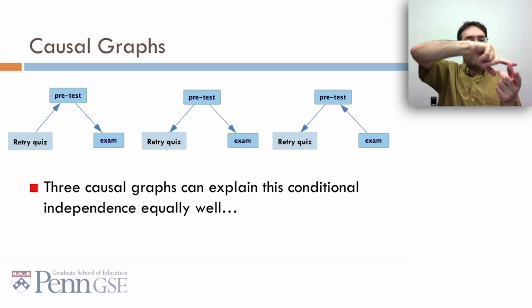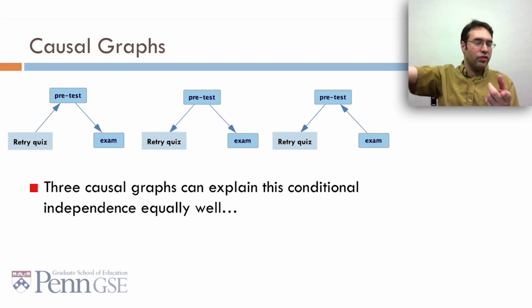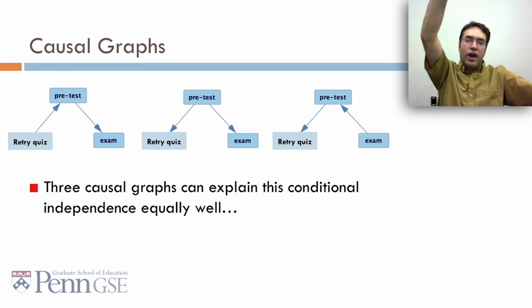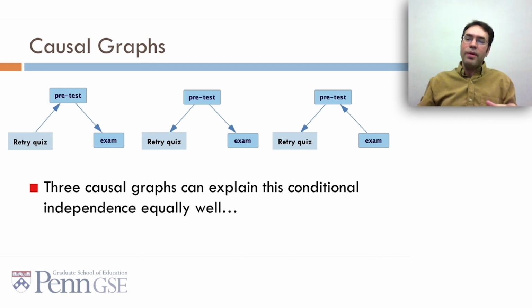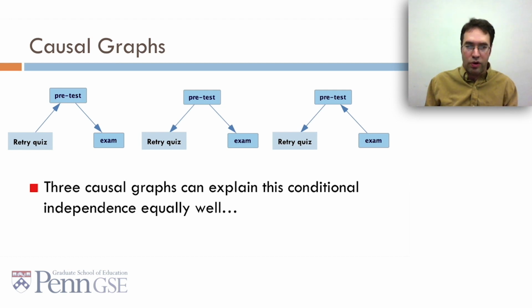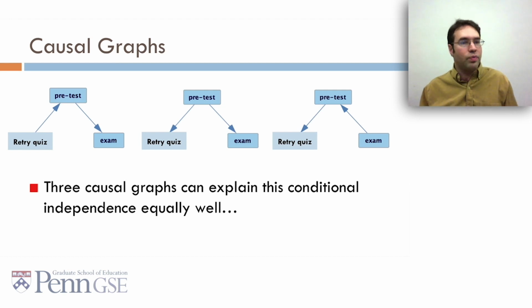It might be that retrying quizzes causes lower pretest, which causes lower exam. It might be that the pretest causes lower exam and more retry quiz. Or it might be that doing well on the exam makes your pretest lower, which in turn makes your retry quizzes more. Each of these causal graphs can explain things equally well.